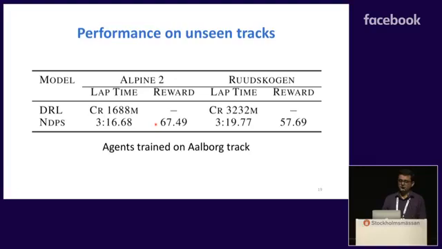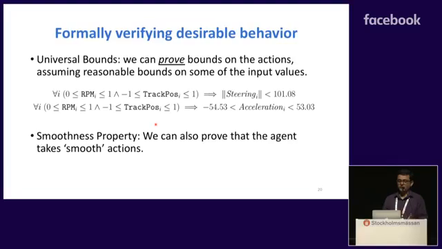Finally, formally verifying desirable behavior. We've shown that we can formally verify certain properties of the NDPS agent. The first property we prove is that it has universal bounds. Essentially, this means that assuming certain reasonable bounds on the inputs, we can prove certain bounds on the outputs, the outputs here being steering and acceleration. We use off-the-shelf program verification tools to prove these properties.